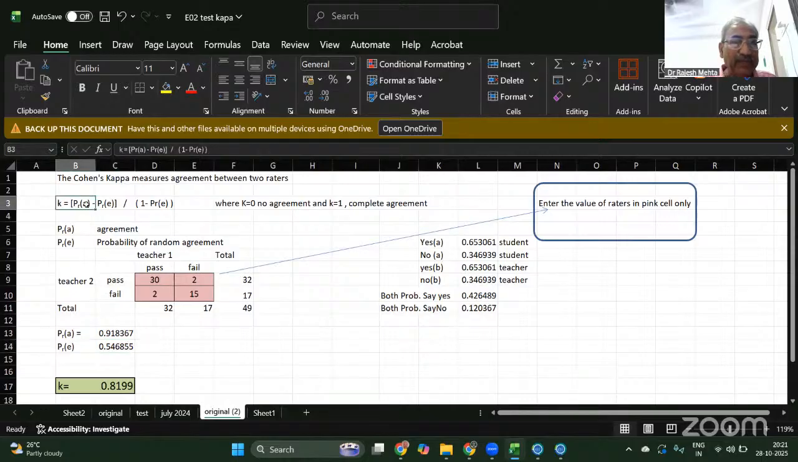So what it says at kappa, that probability of agreement minus random agreement divided by one minus random agreement. So one minus random agreement will give you how much can be agreement because of some reason. Out of that, how much actually got it. That will tell you the total kappa.